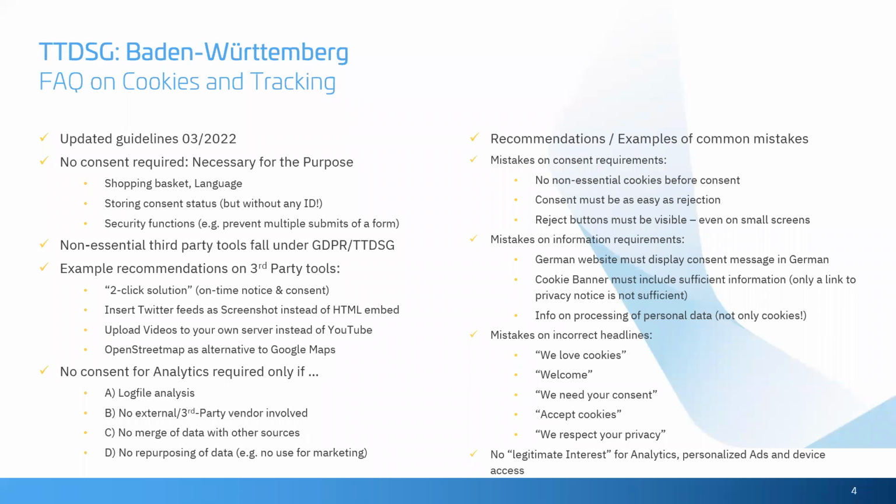Then what Baden-Württemberg also did, which is kind of new for data protection authorities, is give some examples of how a cookie banner should look or function. Unfortunately, they did not give positive examples. They just gave negative examples, meaning they listed the common mistakes, and I've collected some of the more interesting ones. On consent requirements, obviously you should not set any non-essential cookies before consent is given.